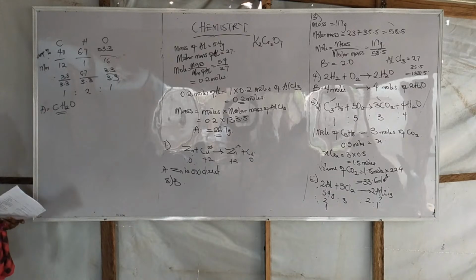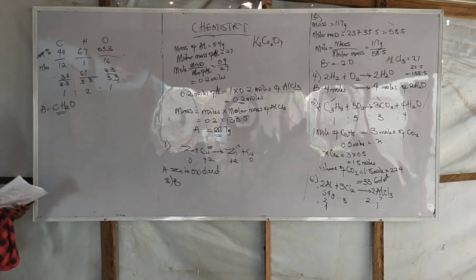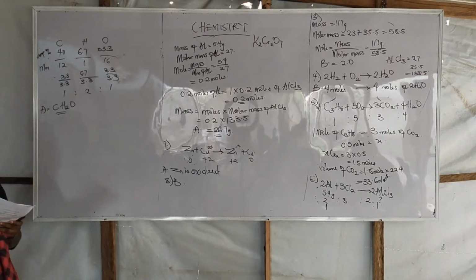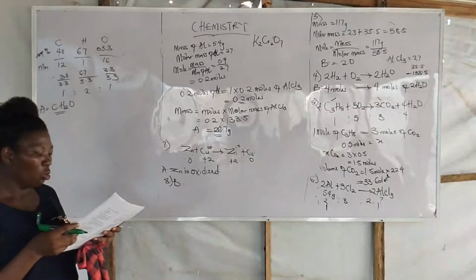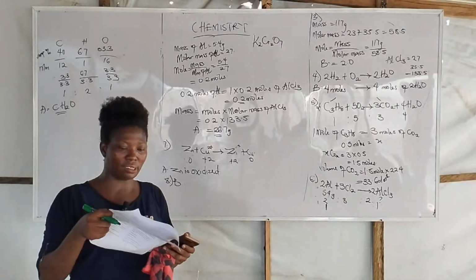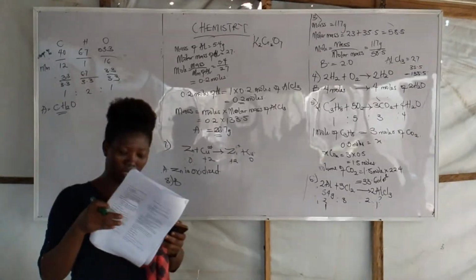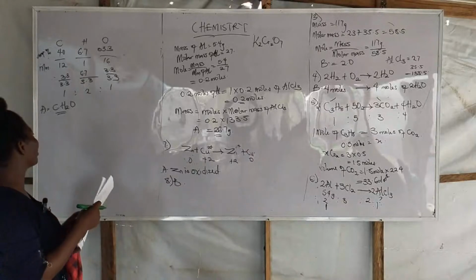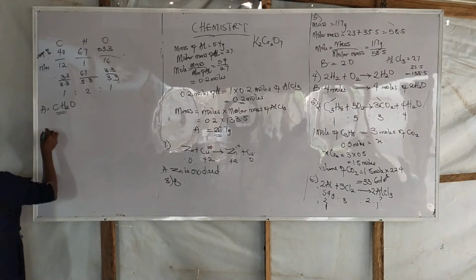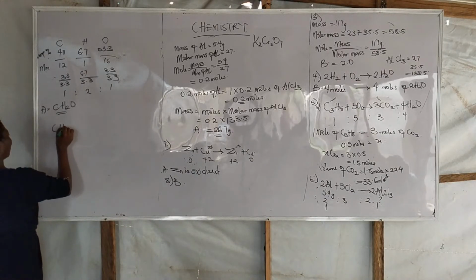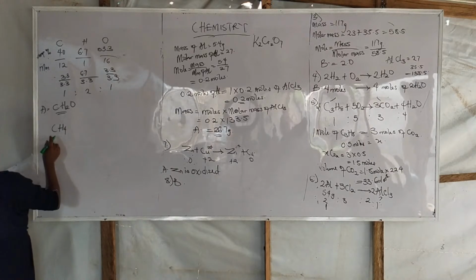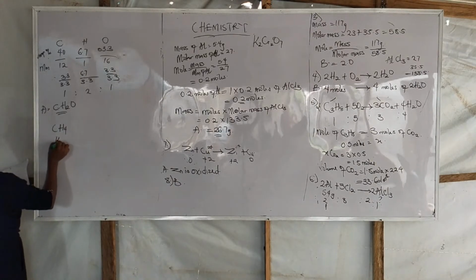I believe you all get this. You guys are so brilliant. All right. Which of the following compounds has ionic bonding? The options that were given to us are CH4, KCl.